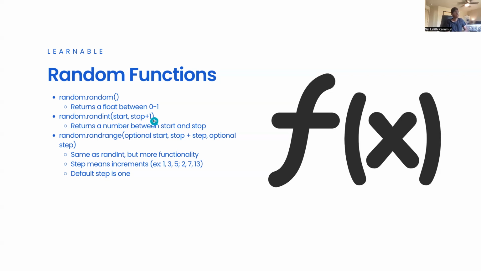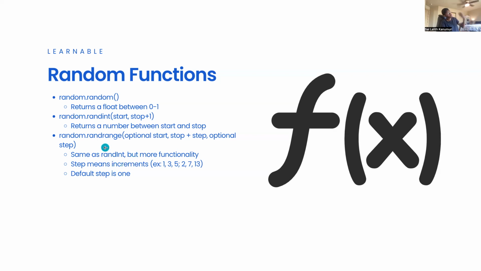You have to put the plus 1 because it won't count the last number. For example, if you want a number between 1 and 10, you have to put the start as 1 and the stop as 11 because it won't count the last number. A good way to think about it is that the start is where you want to start, and the stop is the first number where you don't want to go. Hopefully that makes a little bit more sense.